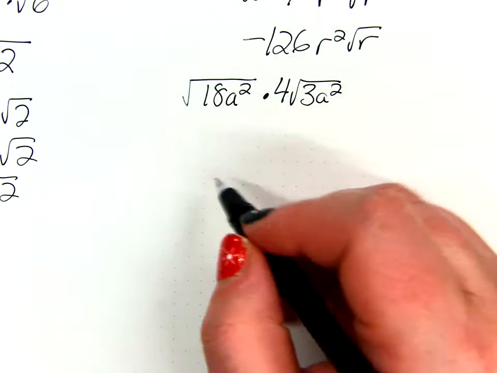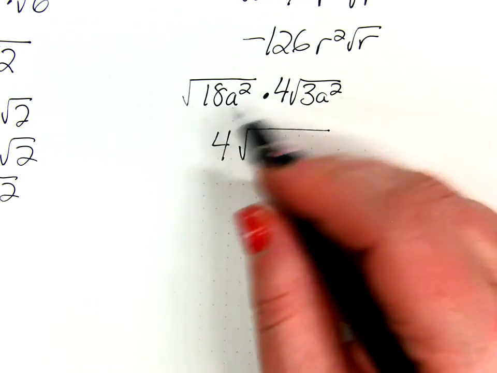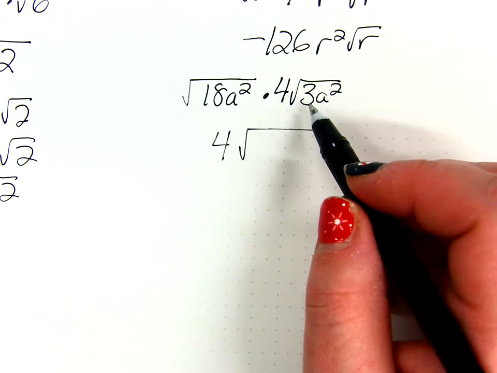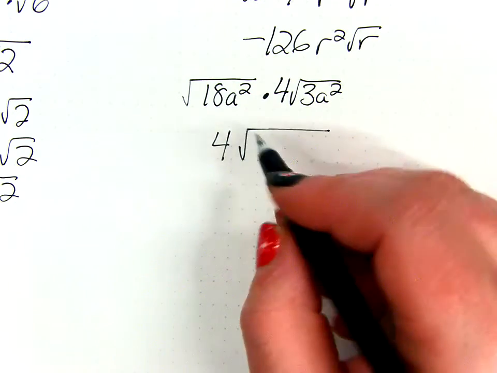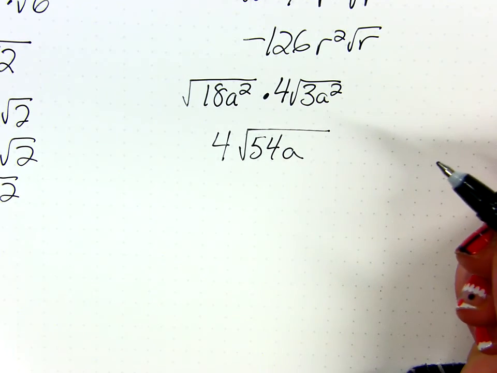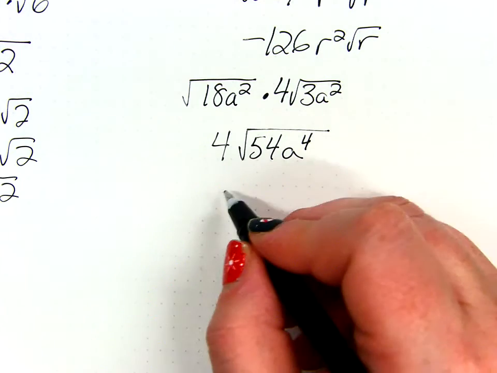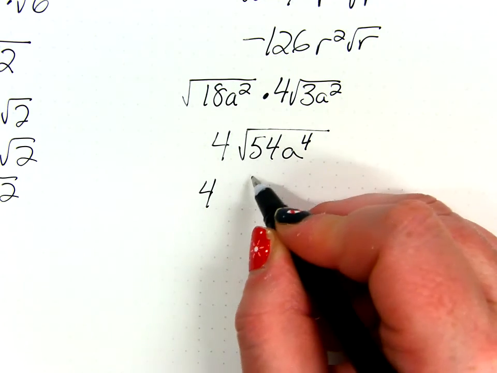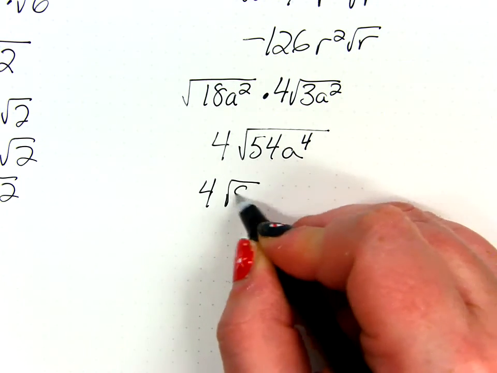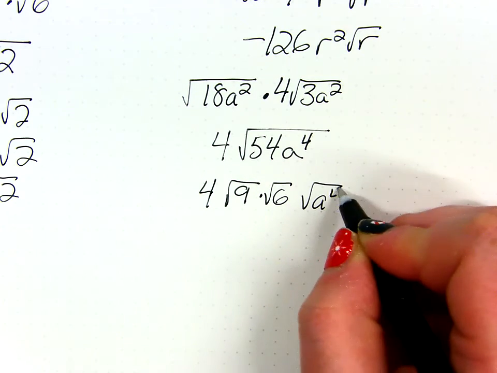So if I multiply all this together, there's only a 4 out in front, and then everything in the root gets multiplied together. So 18 times 3 is 54. And that would get me a to the 4th. And now I just simplify this. 4 square root of 54 does split into 9 times 6, and then I have the square root of a to the 4th.